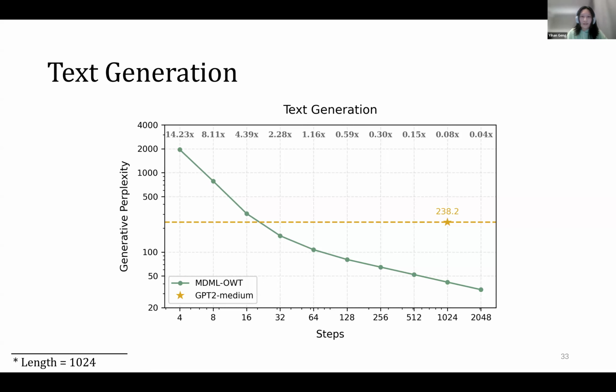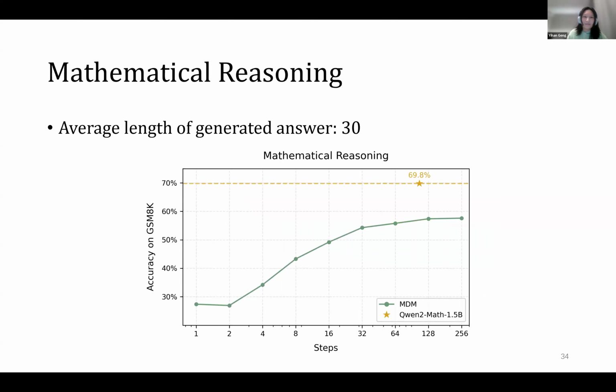As shown in the results, the MDM matches the generative perplexity of GPT-2 medium with only 32 steps, which is an over 2 times speed up, and the perplexity continues to decline and converge as the number of sampling steps increases. This highlights that MDMs can generate text efficiently while ensuring high fluency, which illustrates the potential of MDMs for basic text generation tasks at a larger scale.